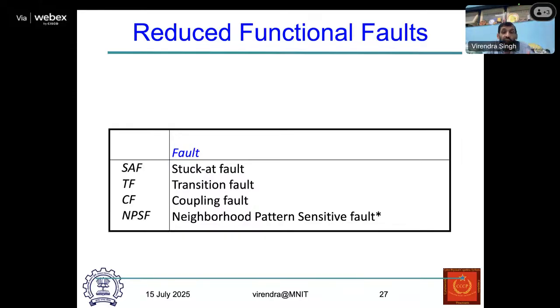Now theoretically you can say that any particular cell in a circuit can start to affect any other cell, right? So theoretically these kinds of coupling faults can be very large in number, because every cell can affect every other cell. That's possible. However, physically it doesn't happen.